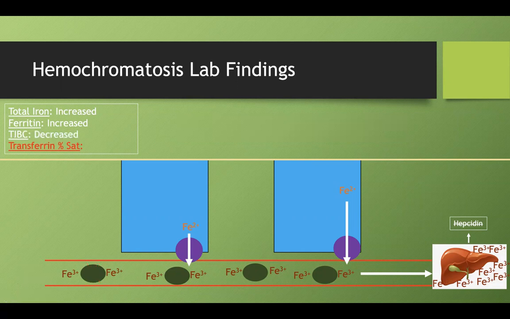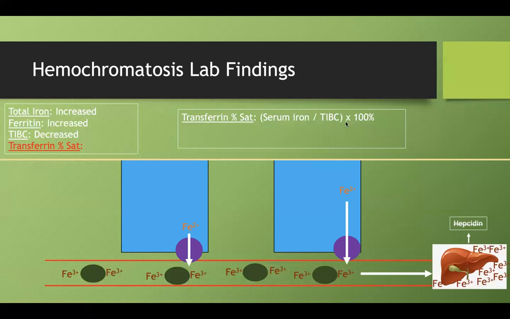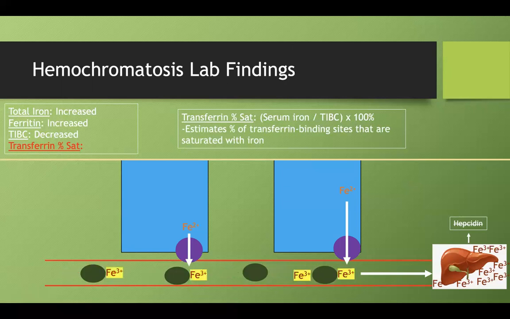Lastly, let's talk about transferrin saturation. This is pretty much the same thing. There's an equation here that you can use if you'd like, where it takes the total serum iron divided by the total iron binding capacity, and you multiply that by 100%. And this will estimate the percentage of transferrin binding sites that are saturated with iron. So in this example, where you have 8 total binding sites and only 4 of them are bound to, only 4 of the 8 sites actually have something bound to them, that could give you a theoretical saturation of 50%.